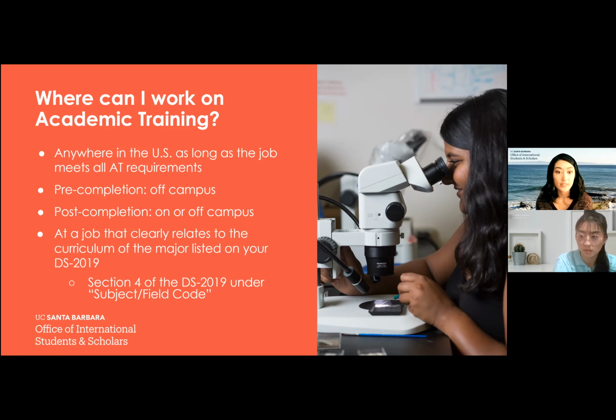subject/field code. So for our EAP students, you do not technically have a major at UCSB since you are non-degree seeking. However, you will notice there's a code on your DS 2019 nonetheless, and that code actually means liberal/general studies. So that makes you eligible for pretty much any job or internship under academic training, as long as it is a bona fide job or internship. And then of course, for degree seeking students, if your degree is geography, then your job or internship must be directly related to geography as a field.